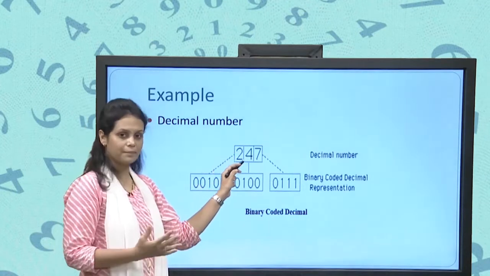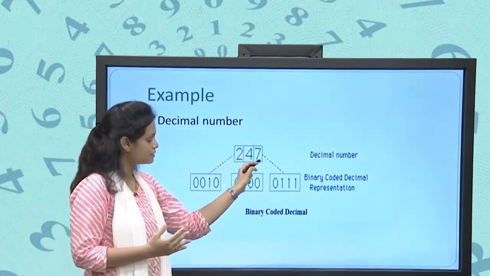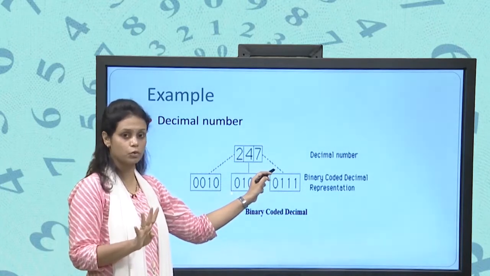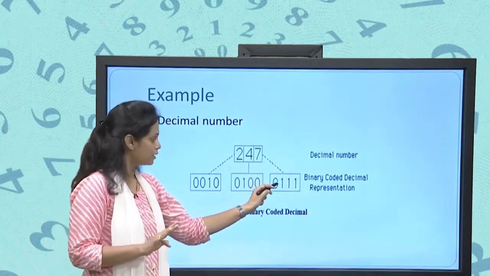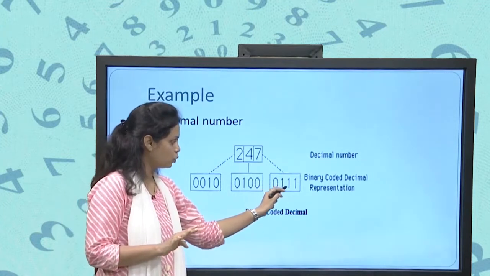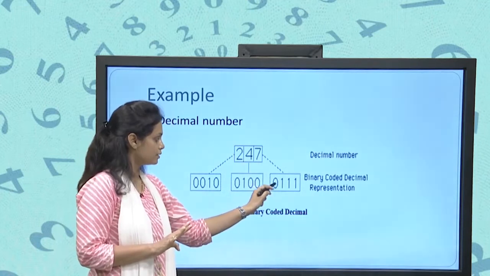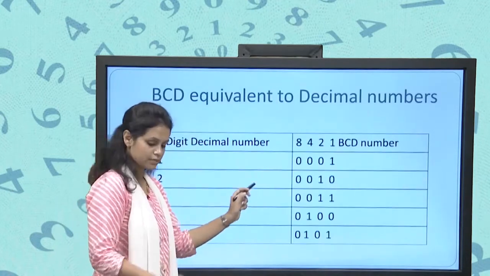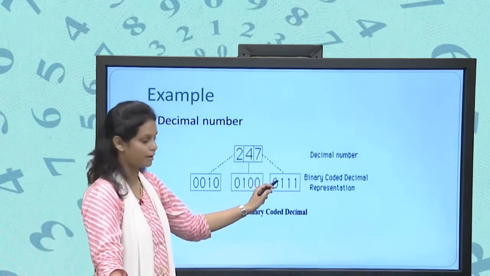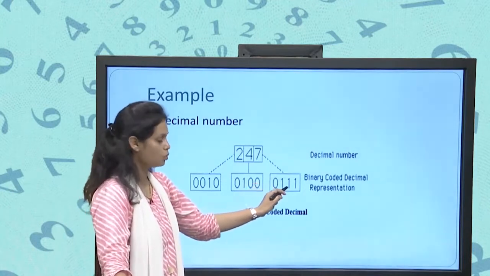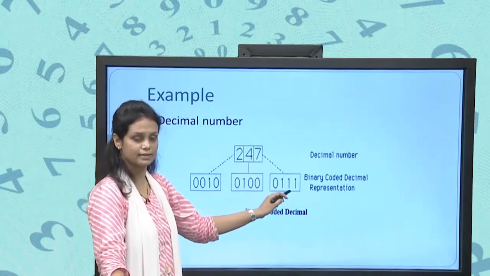We'll separate 7, we'll separate 4, we'll separate 2. Okay. After separation, 7 is represented using 4 bits. That means we have to use the 4 bits. Fine. This is the 8421 format. Okay. How is 7 represented? This is 8421. Fine. So how is 7 represented? This is 4 plus 2 plus 1. So this is the 7.